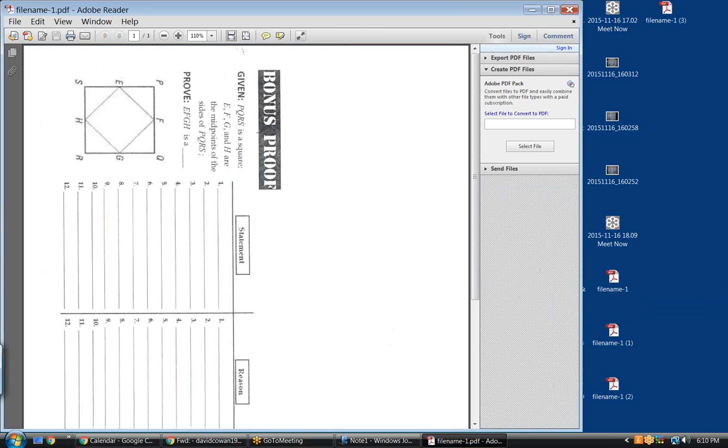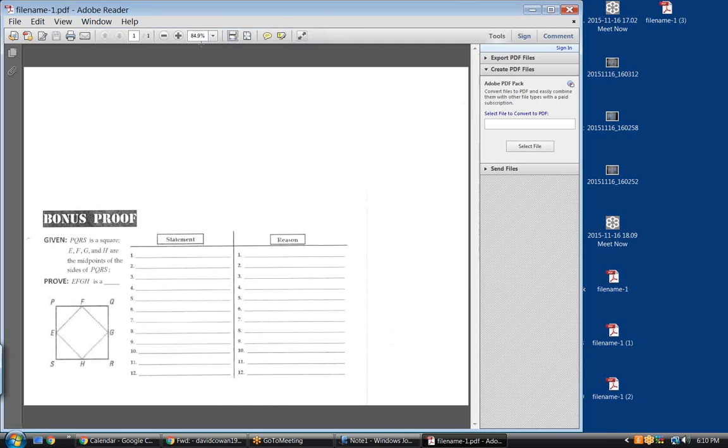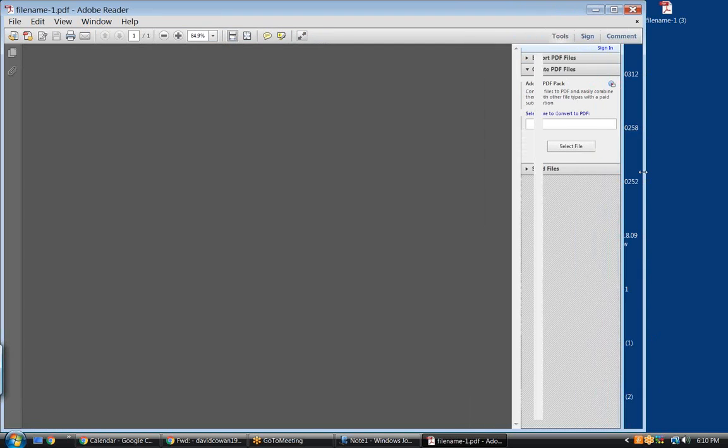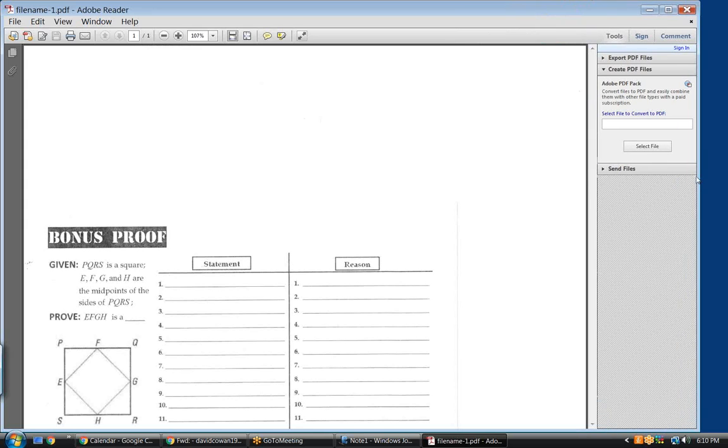Yeah. Actually, I think I left it on the scanner. Do you mind if I go get it real quick? No, that's fine. Go ahead. Okay, sorry about that. Just a sec. I gotta figure out how to rotate. Let's see. View, rotate, view, counterclockwise. There we go. Okay, got it.